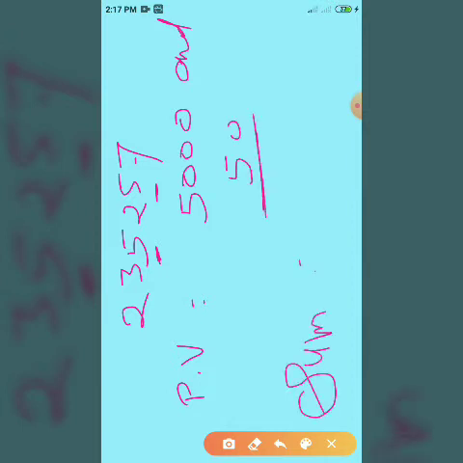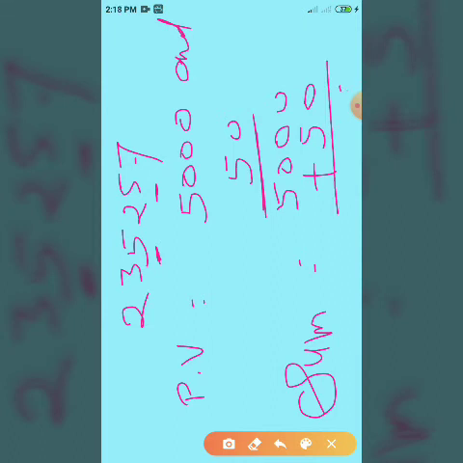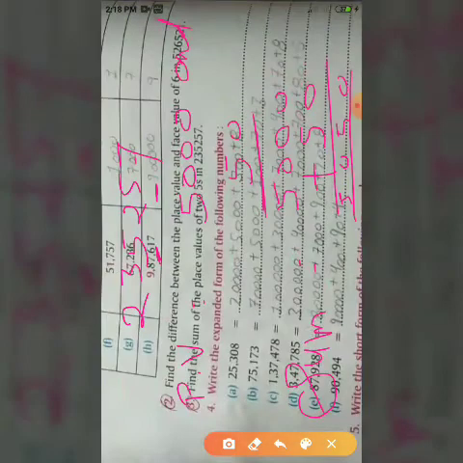Now find the sum according to the question. Sum equals 5,000 plus 50. Add them, so this will be 5,050. This will be the answer to this question. That was question number 3. Now question number 4.